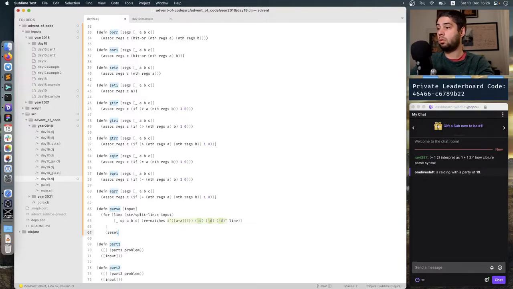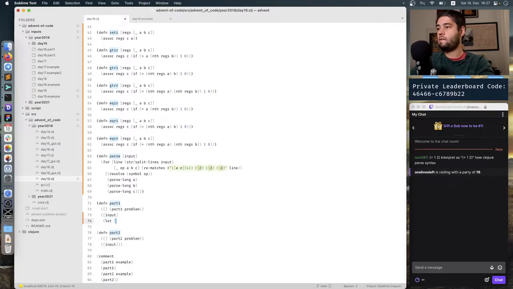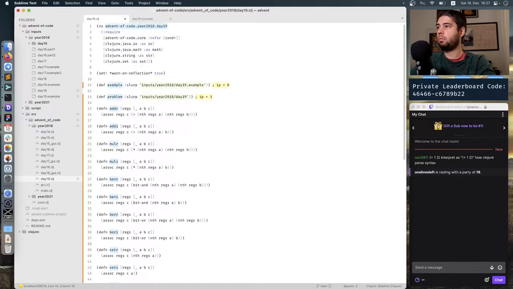Okay, let me see if it works. Resolve eqrr. What does this return? Nothing, right? And this actually returns a function, so basically a symbol, this is what we need. So we do resolve symbol op, parse long A, parse long B, parse long C. Okay, so this is what we return. This is our program, right? Let's call it program.